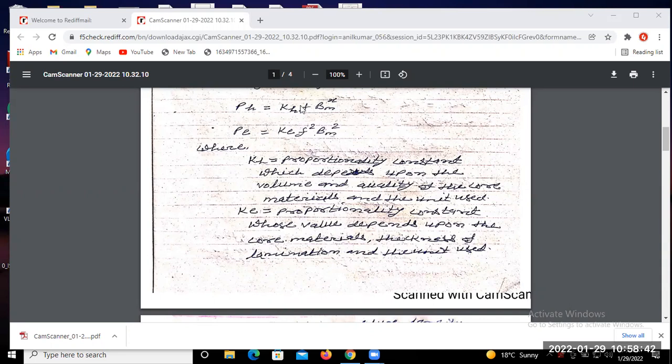So we can write K_H into V to the power x into frequency to the power, how much will it be? 1 minus x. Okay, so the final derivation for the hysteresis loss is equal to K_H V to the power x frequency to the power 1 minus x. Is it clear to all of you?